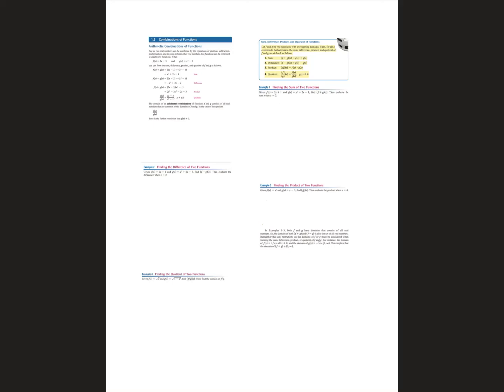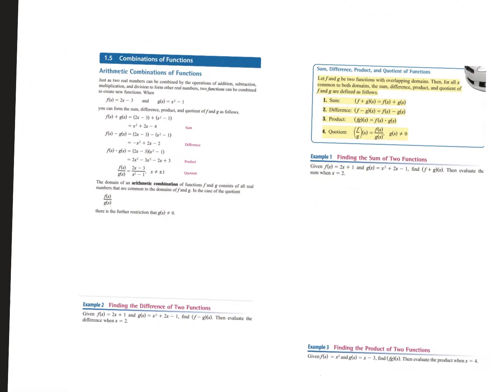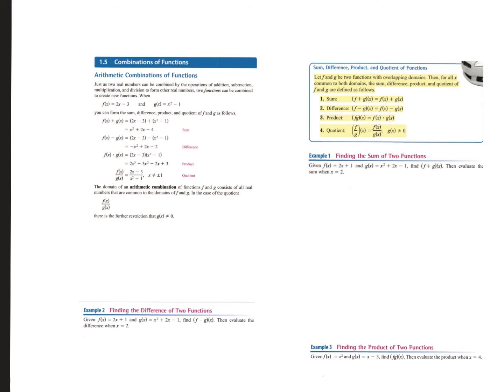So we're going to talk today, section 1.8. I know it says 1.5 on here, but it's 1.8. I have different notes that I pulled from different places. Combination of functions is the first thing we're going to talk about. Then we're going to talk about composition. All right, you'll see the difference in a second.